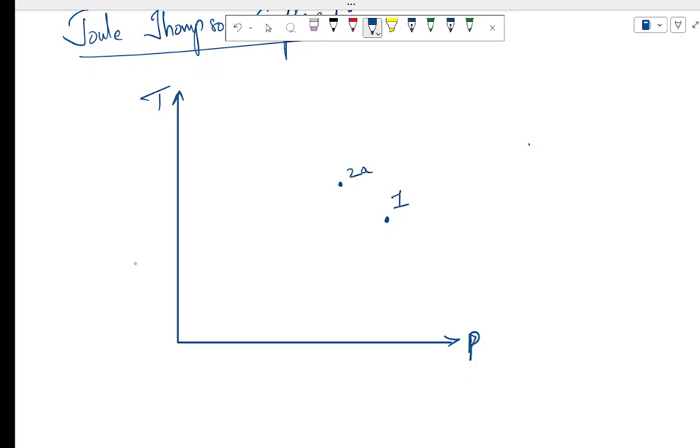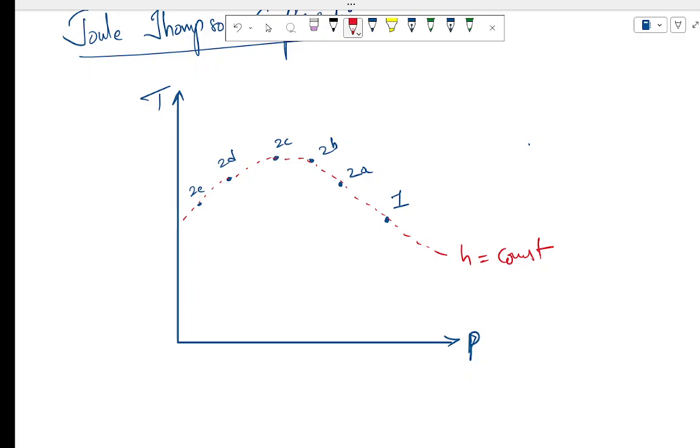let me call this 2a. There may be a situation where it will go to another temperature and pressure, that will be 2b. There will be a situation where it will go to another pressure and temperature, it will be 2c, then 2d, 2e, and so on. If you observe carefully, all these points will lie on a single curve. This single curve is nothing but a constant enthalpy curve. So this is nothing but your constant enthalpy process.